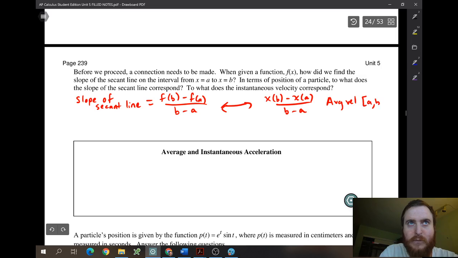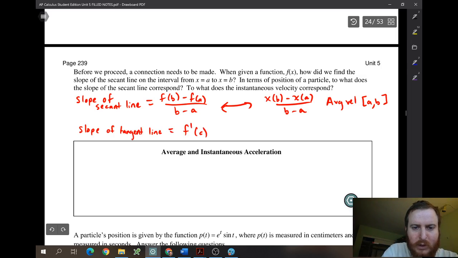And then we had said that, similarly, the slope of our tangent line, right, was equal to f prime at some value c. And so that's going to match up with this x prime of c, our derivative of our position, which is our instantaneous velocity. So that should be obvious, but I just want to add it to our notes to make sure we really have that down.